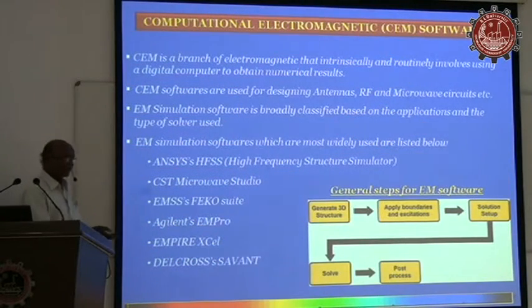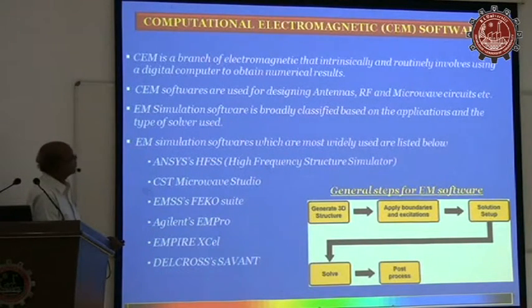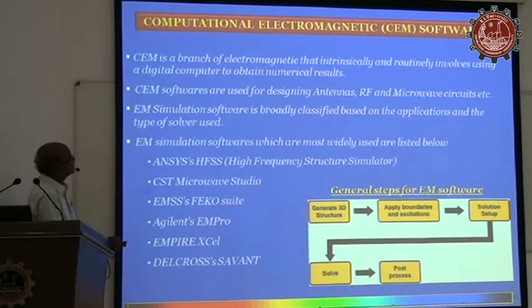But about 5 years back, these analysis tools were not there. Only limited analysis and simulation tools were there. Now, a lot of simulation, that means computational electromagnetic software, is available today to design and simulate the antenna. Basically, CEM is a branch of electromagnetics that intrinsically and routinely involves using a digital computer to obtain numerical results. Because we are using digital computers extensively in analysis of these antennas.